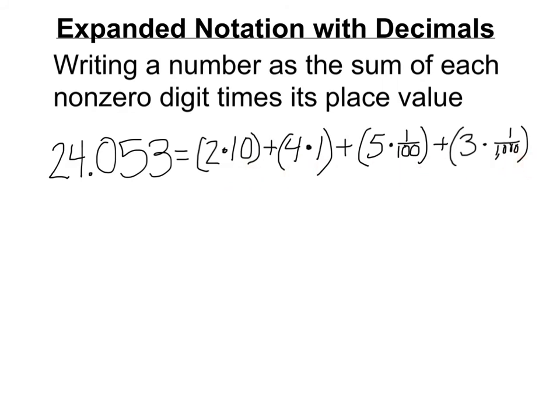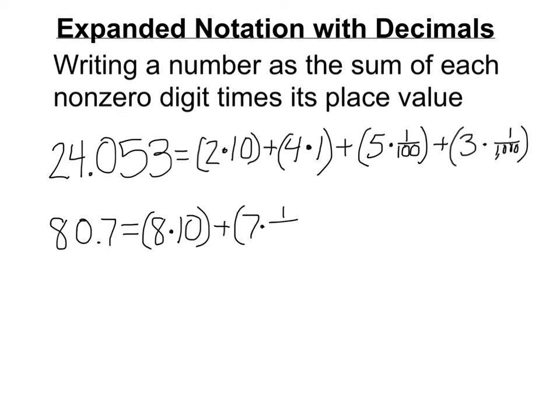And let's do one more example. Let's take a look at 80.7. So my largest digit there is the 8 times its place value. So that's the ones, so therefore this is the tens. So 8 times 10 plus nothing in the ones, so I move on to the tenths. So 7 is in the tenths place. So 7 times 1/10. So 80.7 is this in expanded notation.